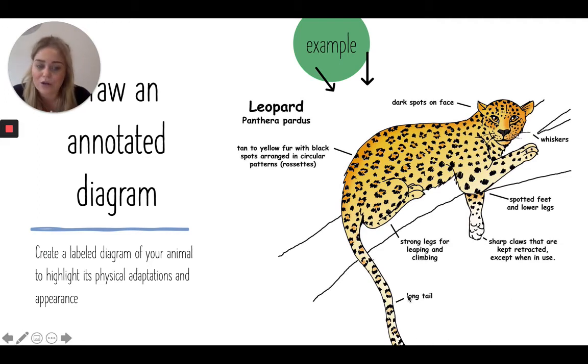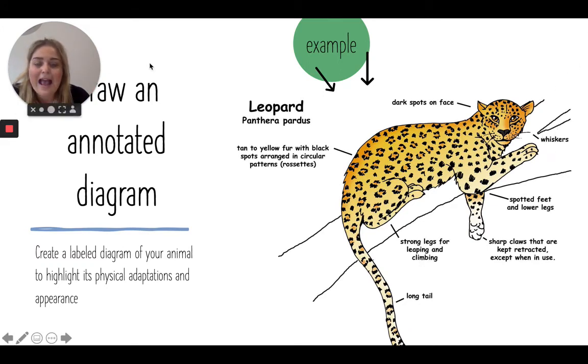It has a long tail, so it points to its tail. Then it's pointing to its head, so making sure that where we have drawn it, we are labeling correctly. Sharp claws that keep retracted except when in use. So it hasn't drawn them out because it's not in use. It's just pointed to its paws where those claws would be. Spotted feet and lower legs. So it highlights that those spots that are on its fur continue down to its legs. And then it's got whiskers.